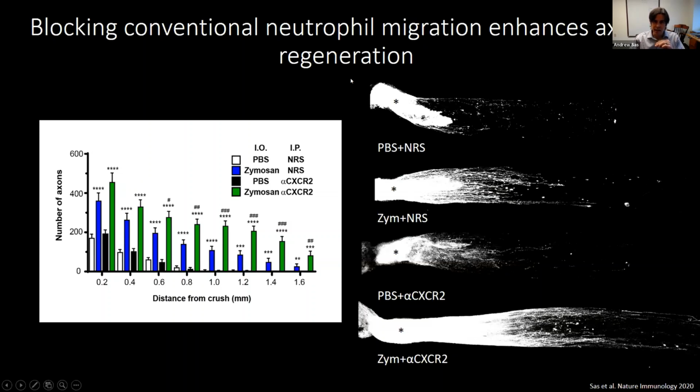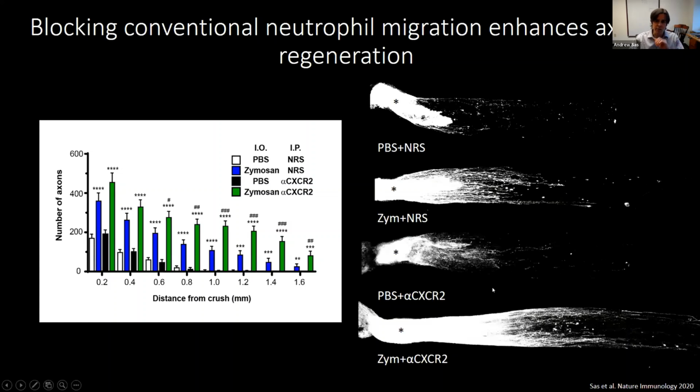Once again, here on the left is where the eye would be. The black star denotes where the crush injury is, and the white axons growing distally across your screen represent the regenerating axons after the trauma. If we do the crush and inject PBS, we don't get much regeneration. If we use Zymosan, we get some quite robust regeneration.